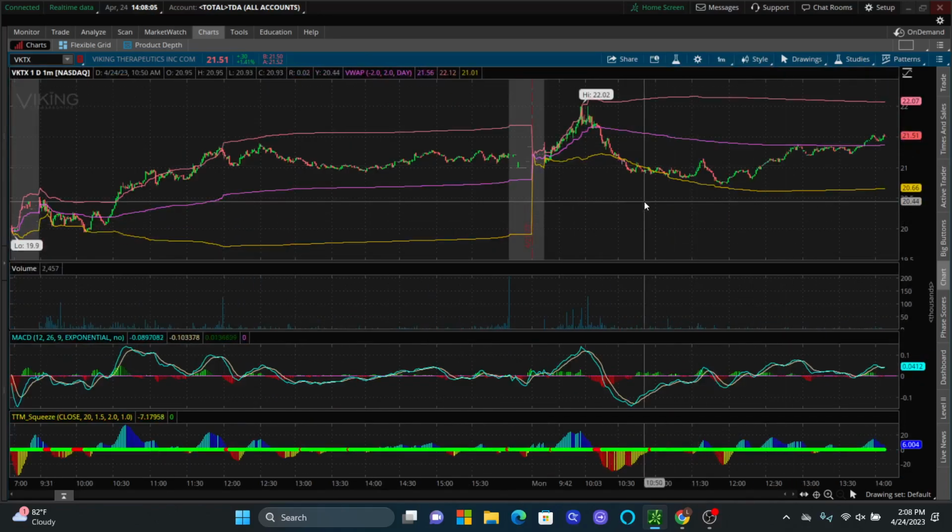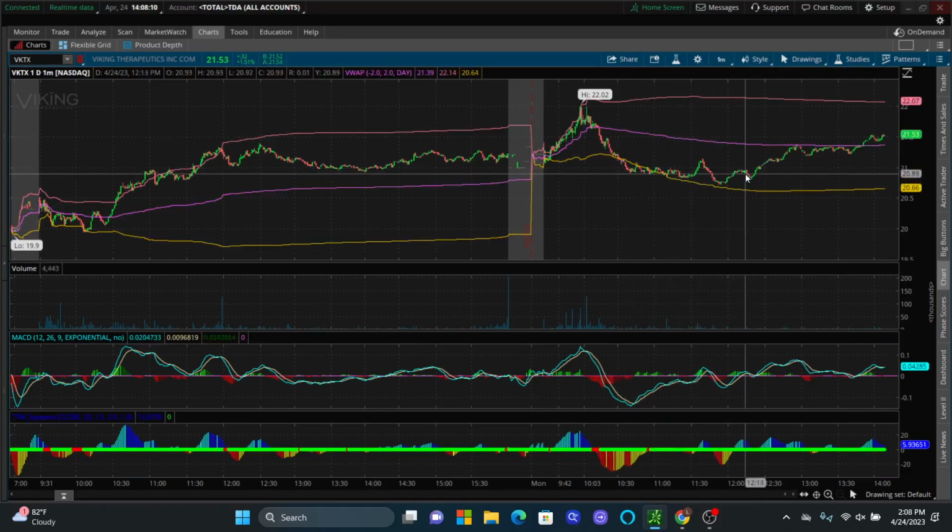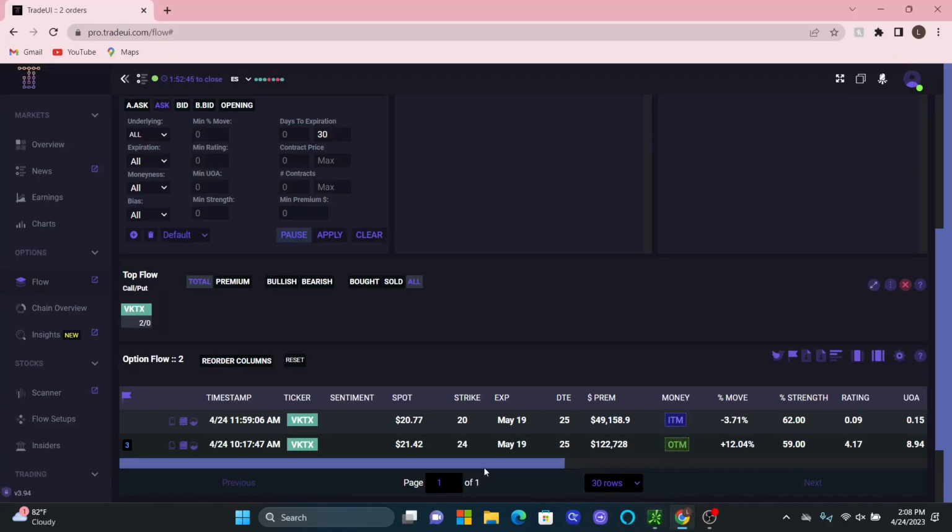But when we go to the 1 day, 1 minute, we can actually see that it pulled back pretty hard at the beginning of the day, and then right around 11 o'clock, it started going back up to the upside, which as you can see right here, we had one at 10:17, and we had another contract at 12 o'clock.